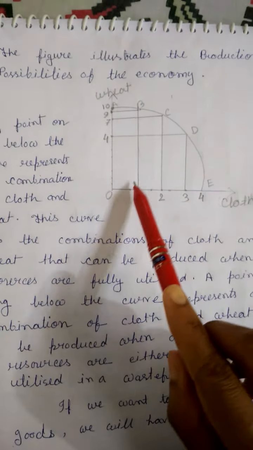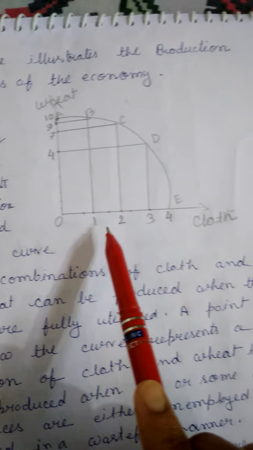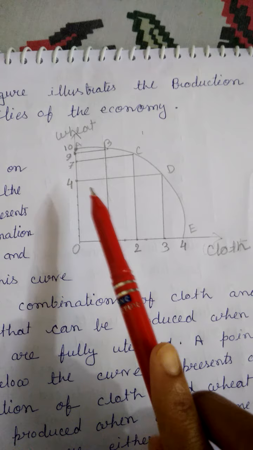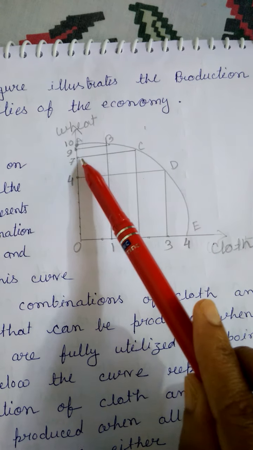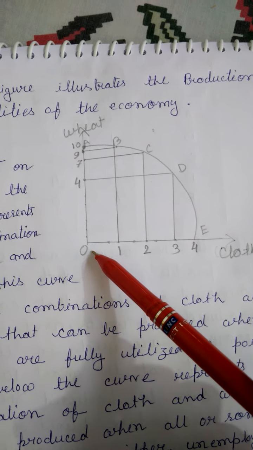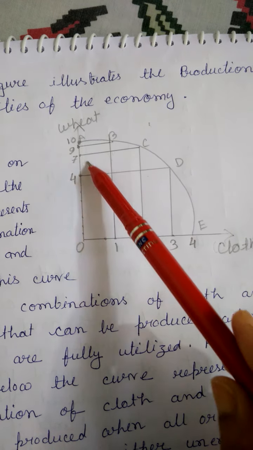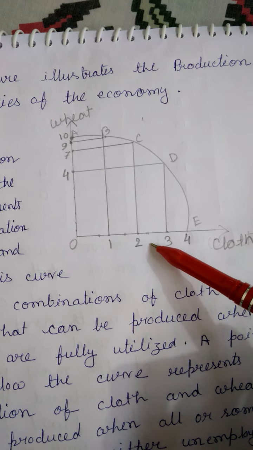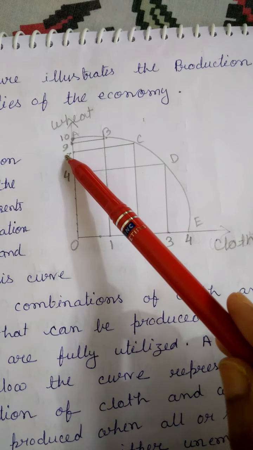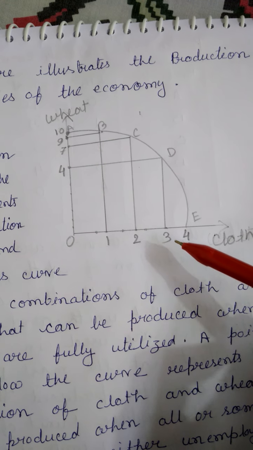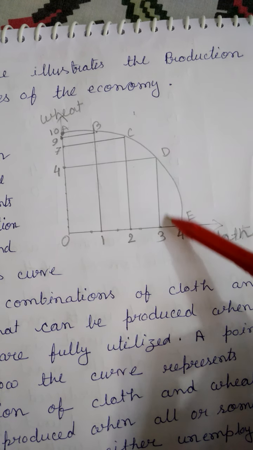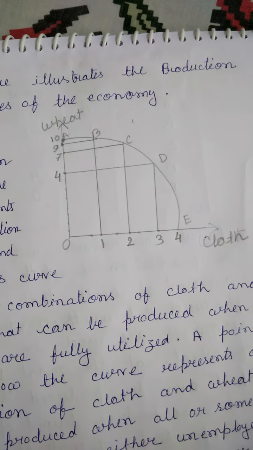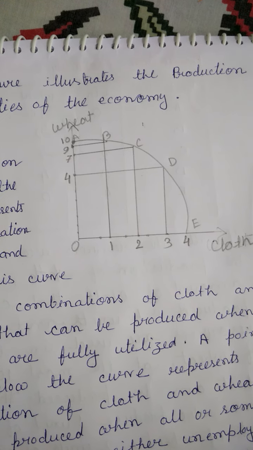Is it clear? Here, when the economy is producing 1 unit of cloth, then the amount of wheat will be 9. When the economy is producing no cloth, then the amount of wheat will be 10 units. When the economy is producing 2 units of cloth, then the amount of wheat will be 7 units. When the economy is producing 3 units of cloth, then the amount of wheat will be 4 units. These are the various combinations of producing cloth and wheat.